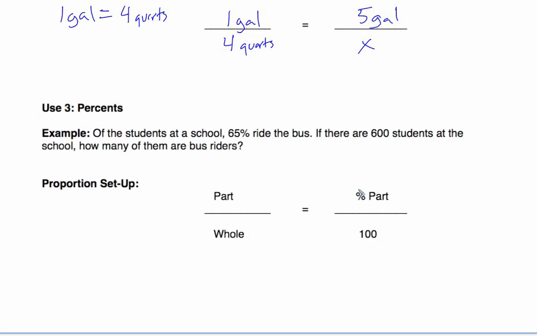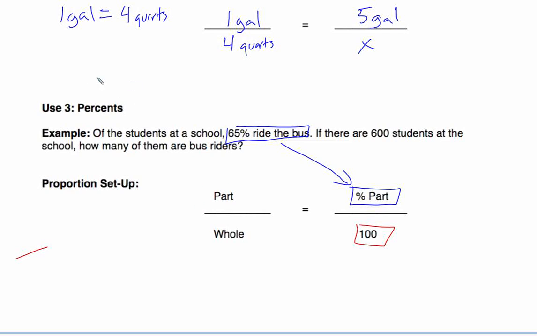All right, and I'm asking about how many of them are bus riders. So that's going to match up with my percent part. So 65% ride the bus, and I know that 65% needs to go on my percent part. Okay, now we need to figure out if the other number I'm given is the part or the whole, and which one is going to be my unknown. Now this 100 is always there. So this 100 is a dead giveaway. It's always 100 over your percent part. I just need to find out if this other number I'm given in the problem is going to be my part or my whole.